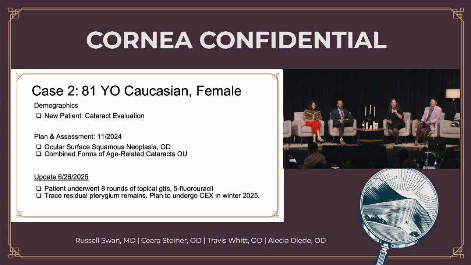All right, this is an interesting case that I had recently. She came in for a cataract evaluation, and this was back in November, so 9-ish months or so now. But her exam looked abnormal. There was kind of an elevated gelatinous lesion. I'll show it here on the next page for you guys. What we ended up doing is she actually went through 8 rounds of topical drops.